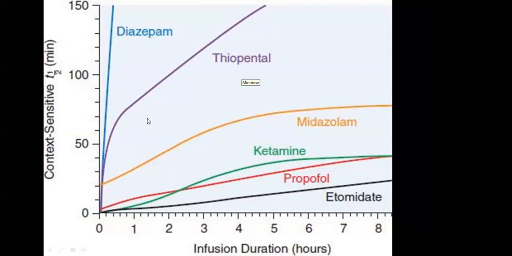If it's a prolonged sedation, you can see you have an infusion in hours, and you have a context-sensitive half-life for all these different drugs. Okay, I think for sedation, I might use thiopento or midazolam. Reason being, I'm seeing that basing on the context sensitive.